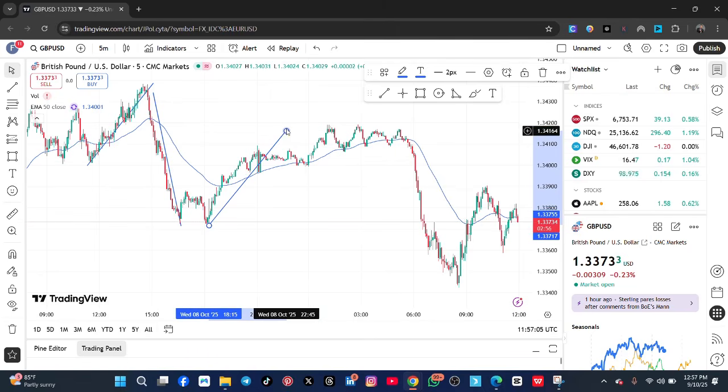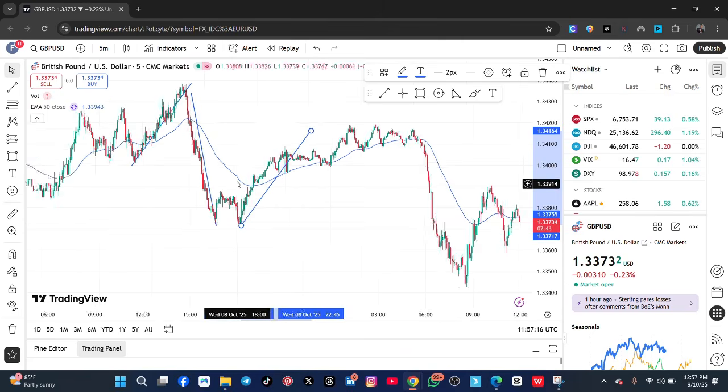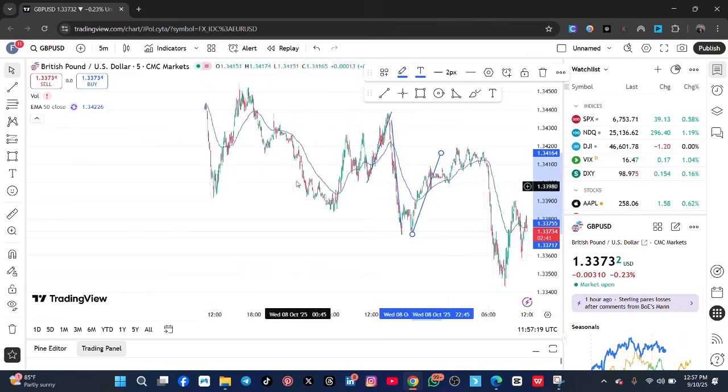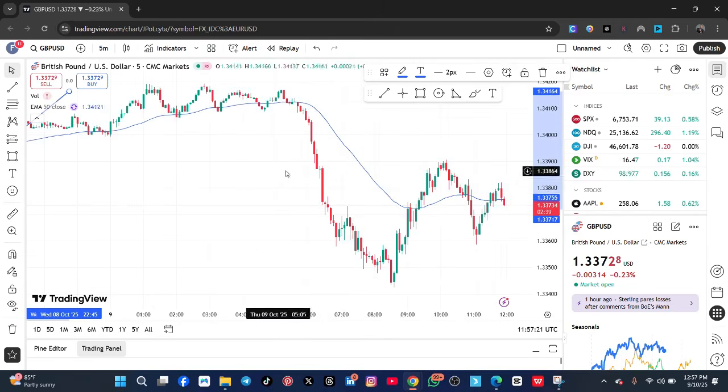Now let me explain something. When the market is going up, it's called bullish. That means the market is doing well, and it's often represented by green candles.